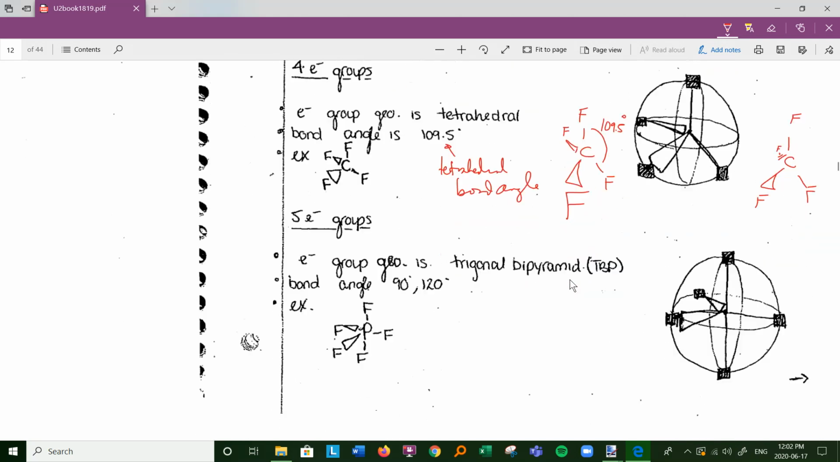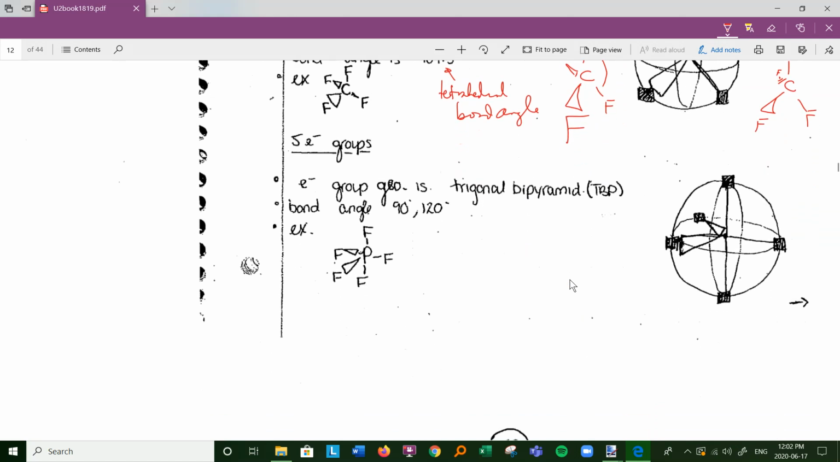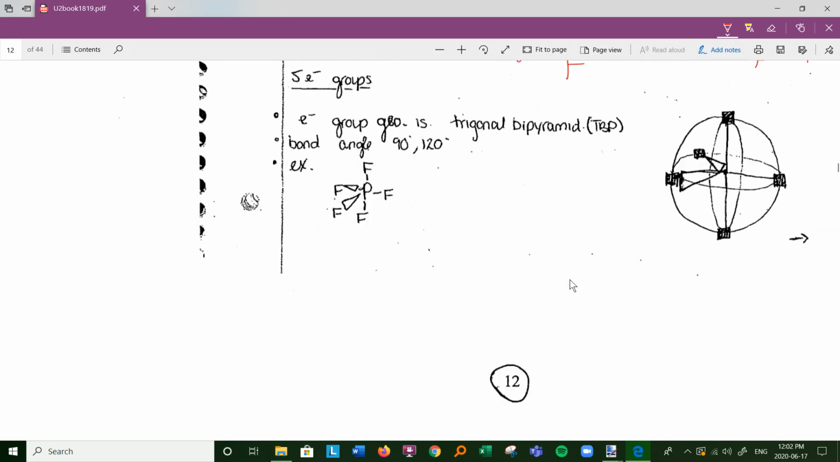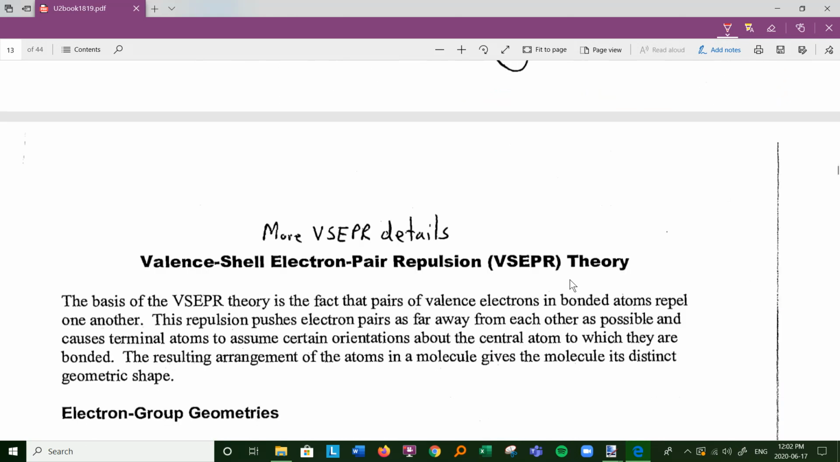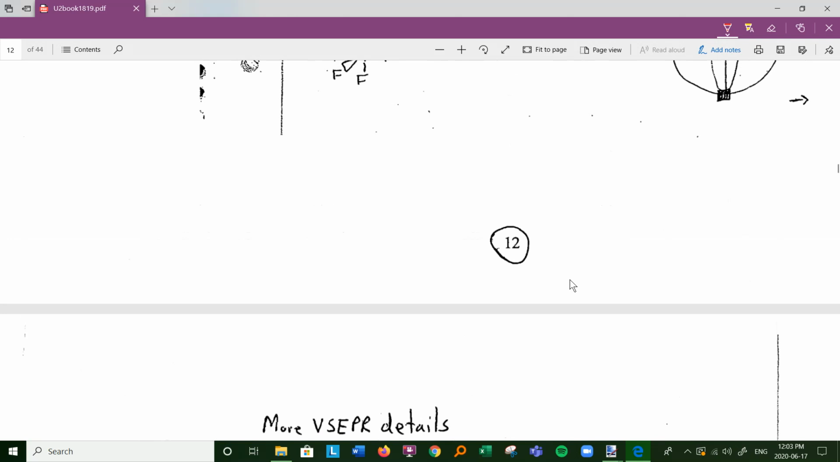5 electron groups is for the honors kids, because then you'd have 10 electrons around, which is a violation of the octet rule, and you would end up with a geometry which is trigonal bipyramid. So you'd have 3 groups in the equator and 2 groups in the axial region. PF5 is an example, and then there's an octahedron, which is another one.